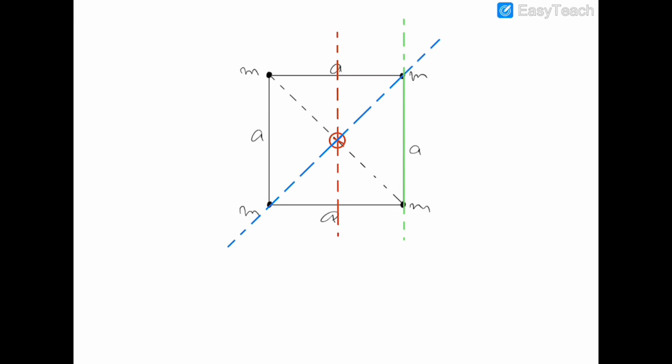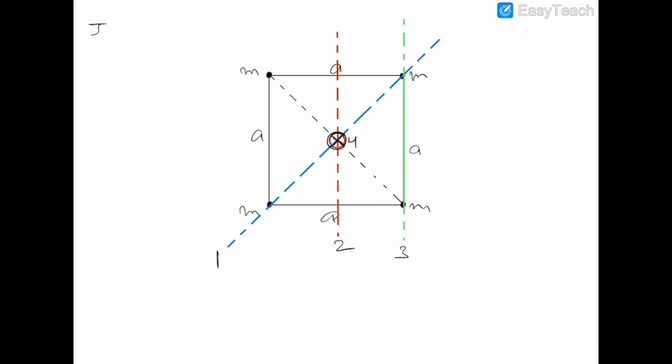Now in this case you can see that there are 4 axes. This is axis number 1, this is axis number 2, this is 3, and the 4th axis is passing through this center and it is perpendicular to the plane. So we have to find out the moment of inertia about these 4 axes of this system.